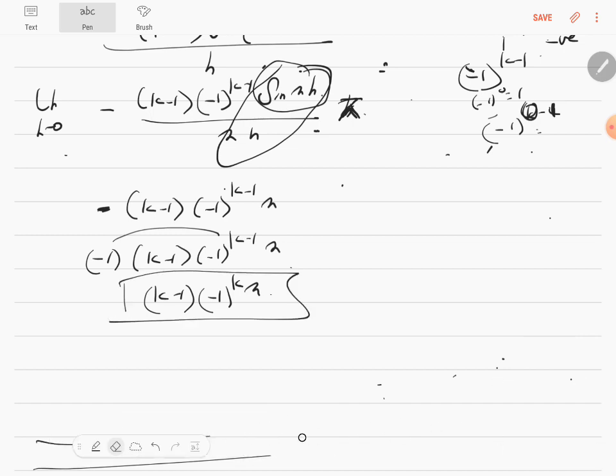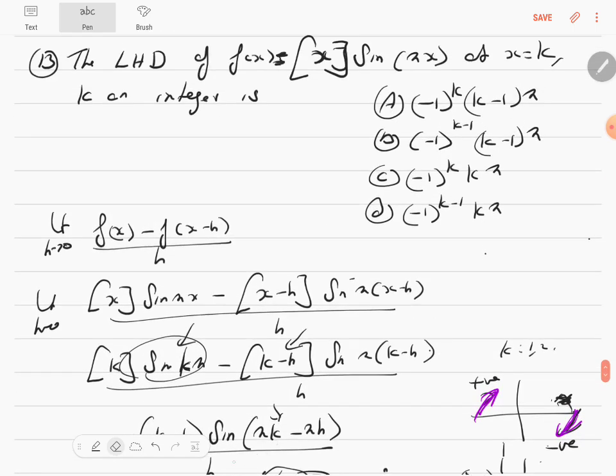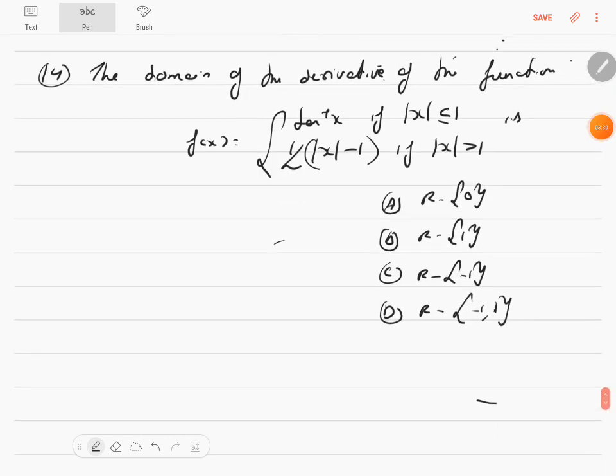I am sure you understood. We can discuss in the class if you are not able to follow, but this is the answer. So whichever option this coincides with, k minus 1 into pi, option A is the right answer. So let's go to the next question. This is the next question.